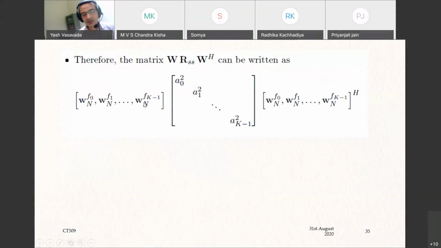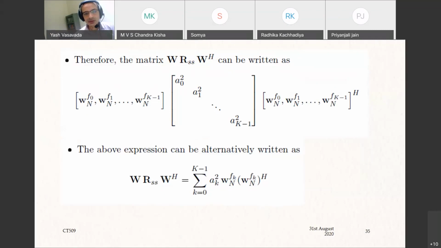It's an n cross k matrix, and it has k columns, and all of these columns are these complex exponential vectors whose elements are oscillating at the frequency of transmission of the kth user. So this is how we have defined this matrix W earlier. And now this is what we need to figure out, what this looks like.